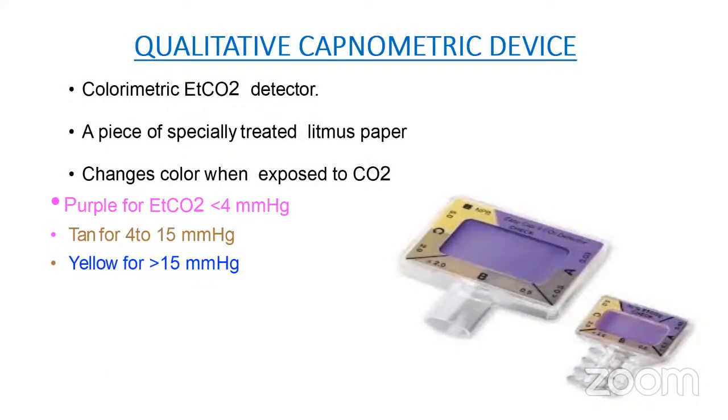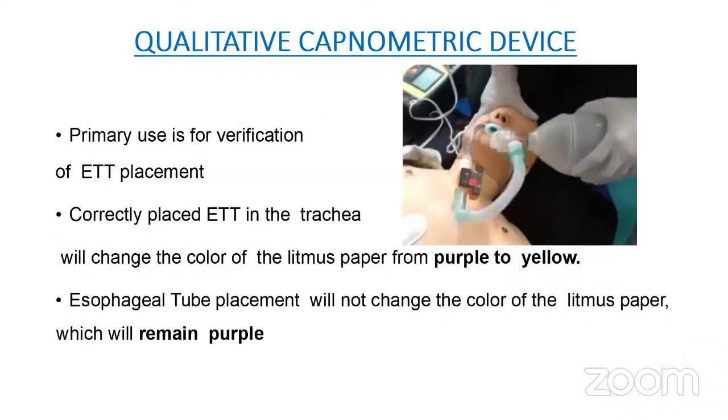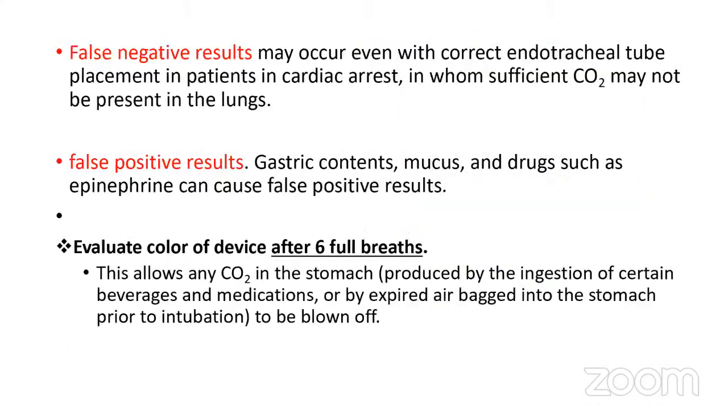With the change in the color of the detector, we can see whether CO2 is detected or not. A qualitative capnometric device is primarily used just to see whether the endotracheal tube is in place, for example outside the hospital. If correctly placed, it changes color. And if it is in the esophagus, it remains purple.